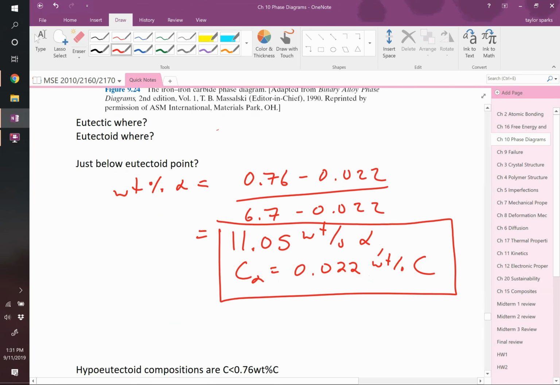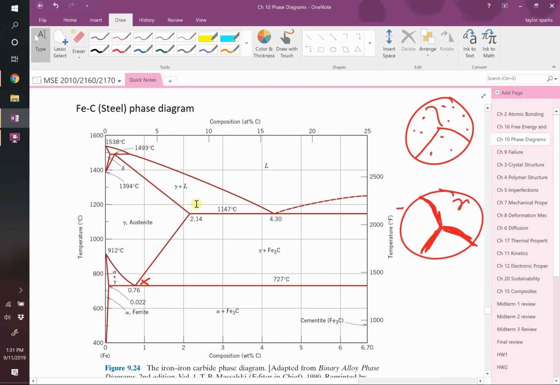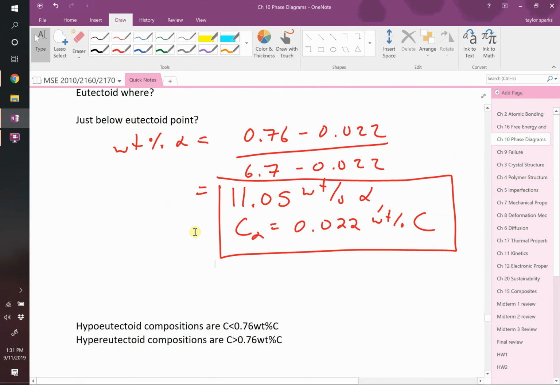This makes sense what I'm doing here? If I were to ask this, you would first do the lever rule, and just below the eutectic point, we're right here, okay? So if I want to know the amount of ferrite would be 6.7. Oh, I did that backwards. All right, hold that thought. 6.7 minus 0.76. It's going to give me a different number here. What is that? Somebody's got that? What weight percent does that give us? 6.7 minus 0.76 divided by 6.7 minus 0.022.